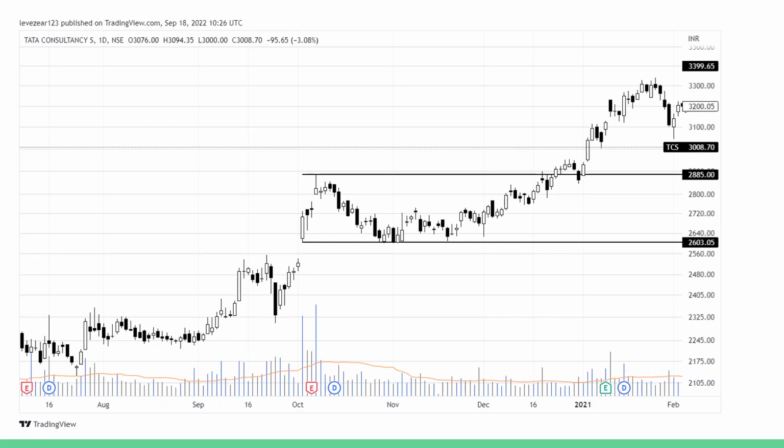You can just check the chart of Tata Consultancy Services. This gap was formed around the 2500 level, and till date this gap is not filled. This gap was filled, but the price came back again, took support at the upper boundary of the gap. You see this region, the price took support here and started moving up. So not all gaps are filled.